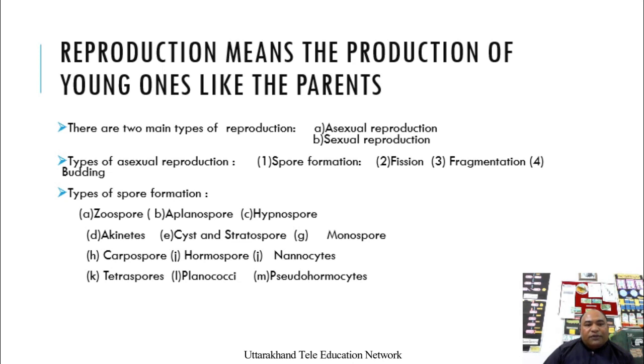In spore formation, there are zoospores, aplanospores, hypnospores, akinetes, cysts, monospores, carpospores, hormospores, nanocytes, tetraspores, plakoni, and pseudocysts. The main difference among these spores is the condition. In favorable conditions, when all the environmental conditions are favorable, like water is necessary, there is no scarcity of water, plenty of water is present.